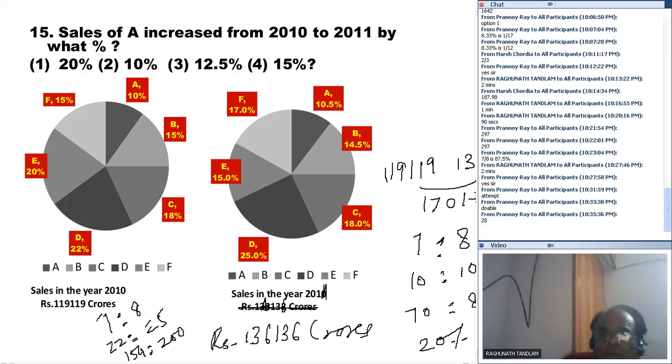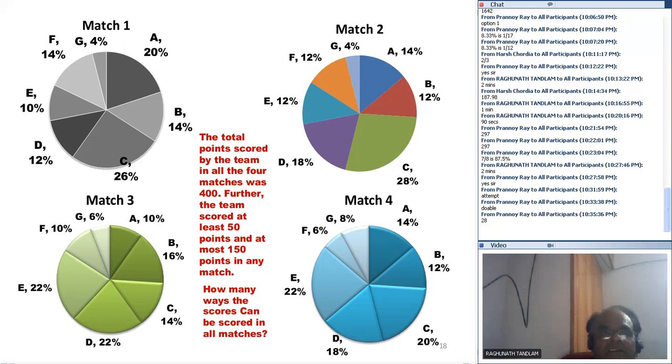How do I use it in DI, as well as in some subject calculation, some concept calculation? Do this here. There are 4 charts. There are 7 players playing a match. The percentage of points scored by them are given. Total points scored by the team in all the 4 matches are 400. Further, the team scored at least 50 points and at most 150 points in a match. How many ways can the scores be scored? English is wrong.